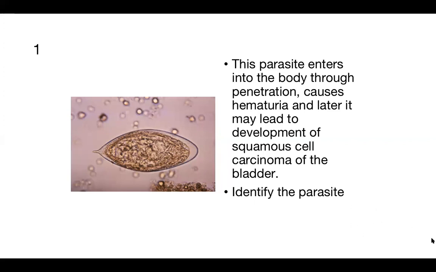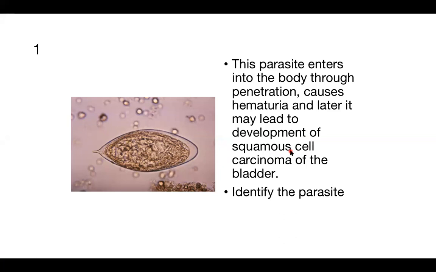Yes, Namat, that is the absolutely correct answer. This is an egg of Schistosoma haematobium. It has got a spine, and that spine makes it very typical. Let me show you, this is the spine of the egg. This parasite causes urinary bladder infection, and after chronic infection, it causes metaplasia there.